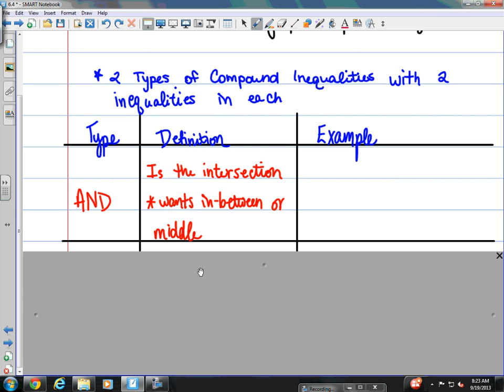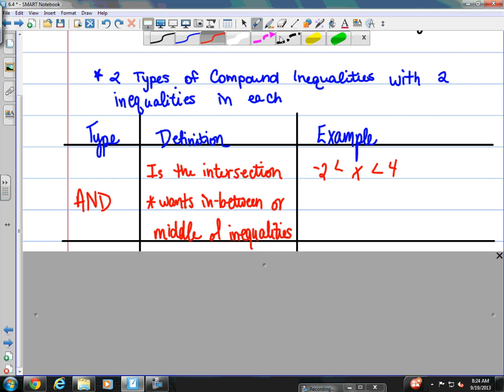And is the intersection. It wants in between or the middle of inequalities. Now for our example, and inequalities can be written 2 ways. The first way is if I have -2 is less than x, and x is less than 4. Well, there's 2 inequality symbols here.